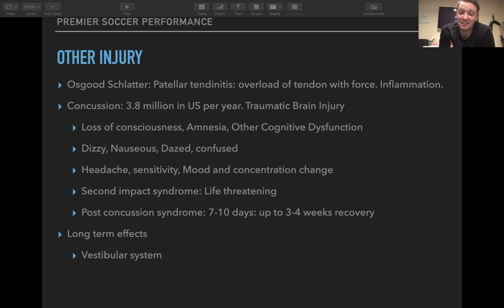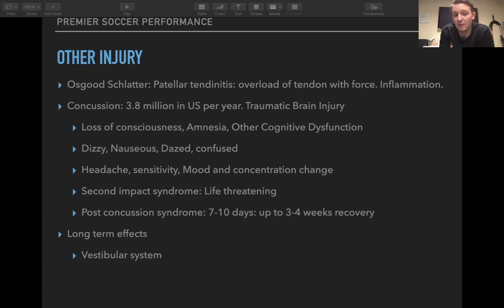Concussion is probably the most common injury in the US for athletes, right? Across the board. There are 3.8 million concussions in the US per year. And concussion is just a junk term for a traumatic brain injury, right? Your brain got injured. So concussion can show up as a loss of consciousness, amnesia, or other cognitive dysfunction, not being able to think or see straight, right?